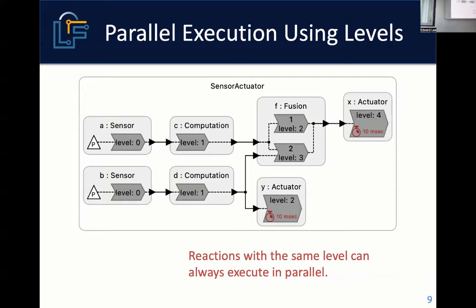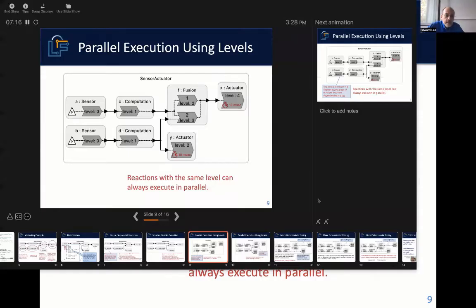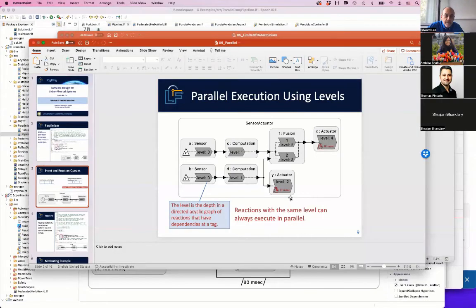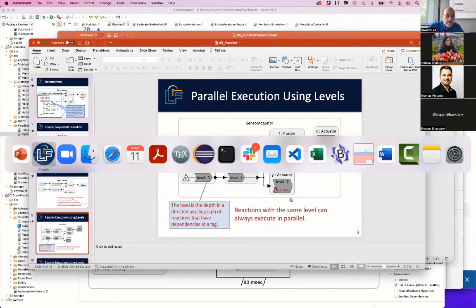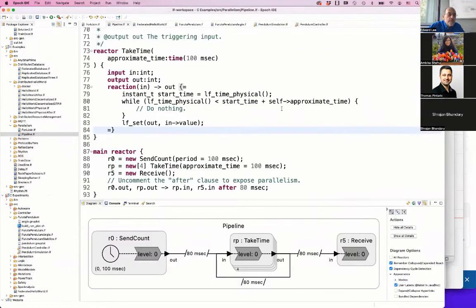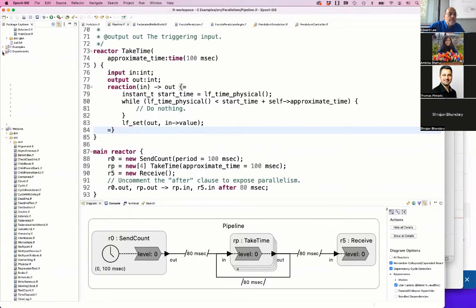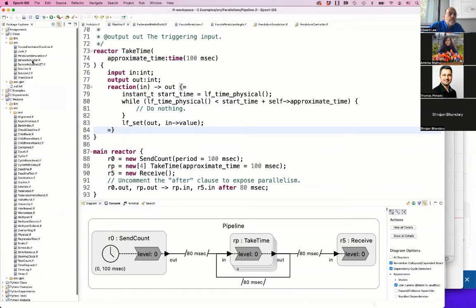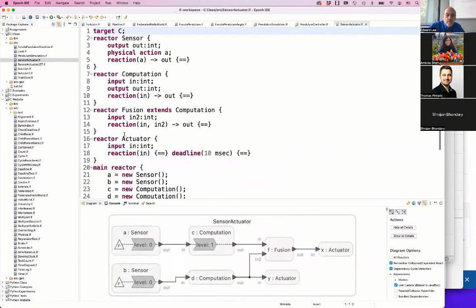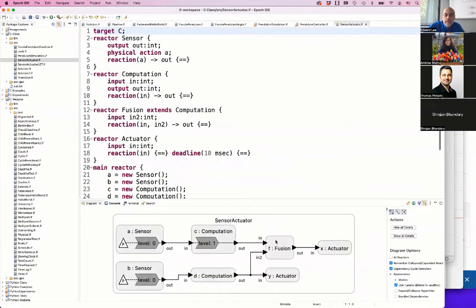This is particularly useful. Actually, let me show you the code for this, because it illustrates a pattern that you might not have thought about using, but is extremely useful. So this is this example right here.